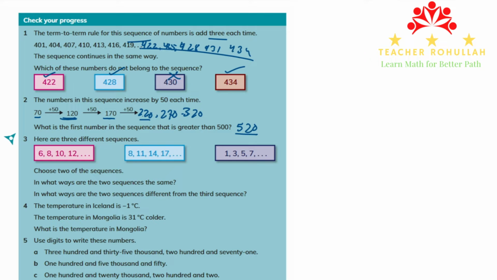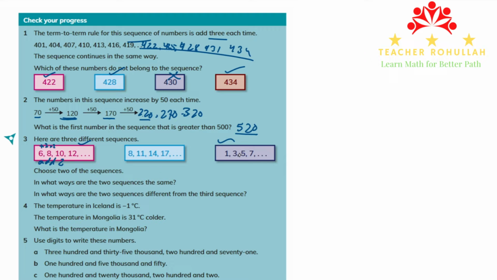In question 3, it says, here are 3 different sequences, and we are asked to choose 2 of the sequences. Suppose I choose this one and this one. Again, it says, in what ways are the 2 sequences the same? Let's find the rule here. In this one, 6 plus 2 is 8, 8 plus 2 is 10. So the rule is add 2.